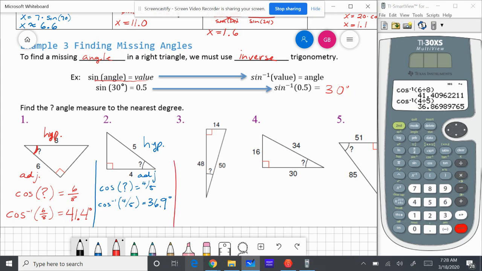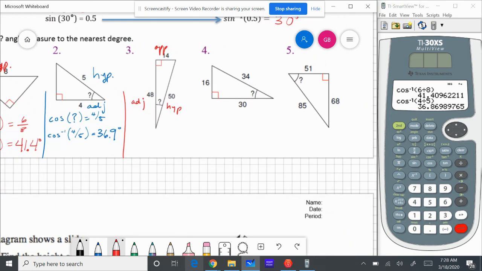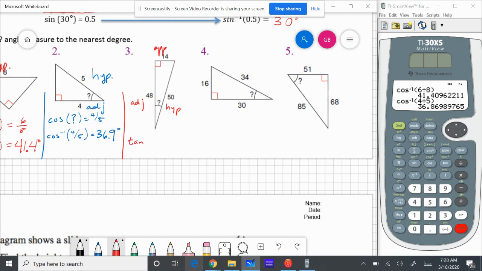Okay, number 3. Notice in number 3, you're given all 3 sides. So you can use any of the three trig ratios to find it. Just use the appropriate sides. So 50 is the hypotenuse, 48 is adjacent, and 14 is opposite. Let's say we use tangent for this one. So the tangent is opposite over adjacent. In this case, it's 14 over 48. So the tan inverse of 14 over 48 will give us the angle.